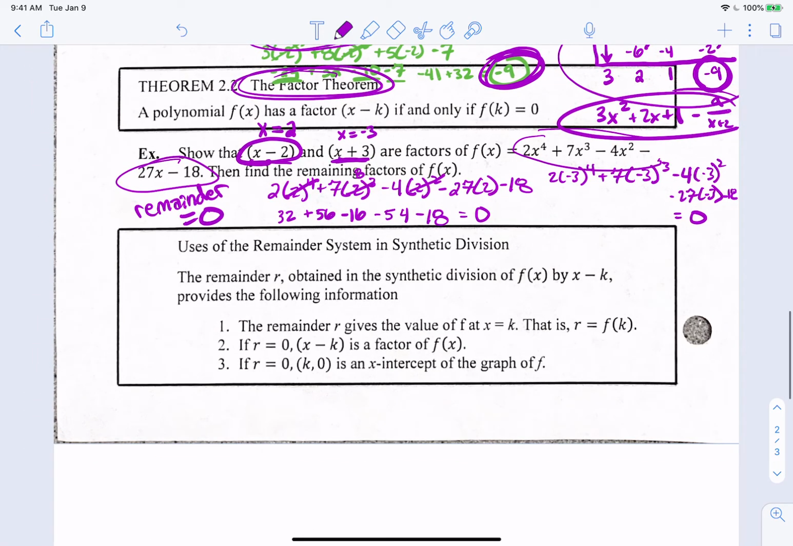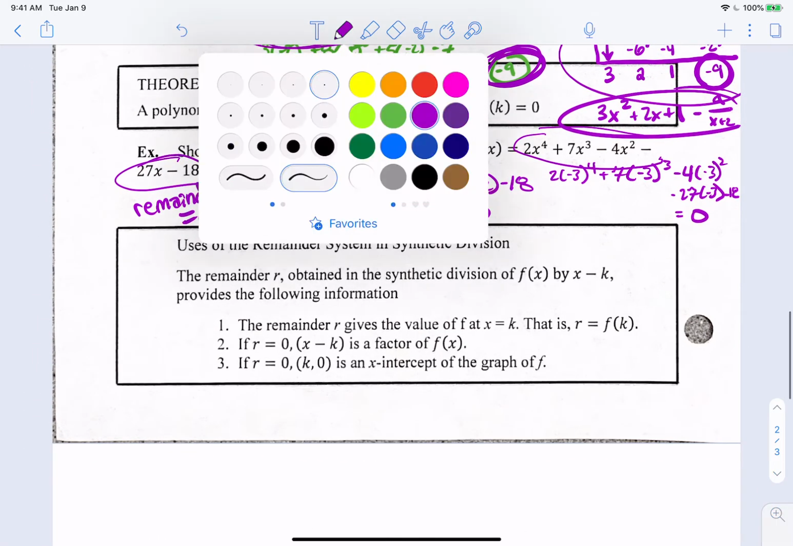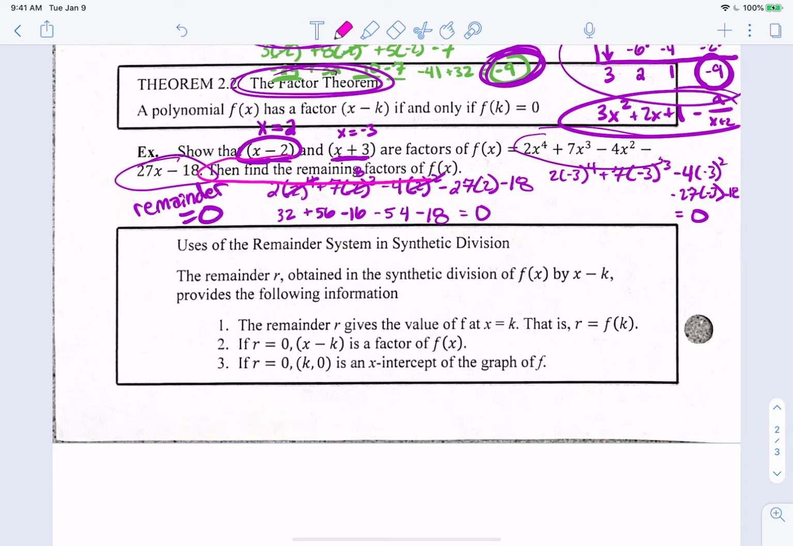Alright, now, this is the stinky part. Are you ready? Find the remaining factors. So I know there's no remainder. There's a 0. So I know that x minus 2 goes in there perfectly and x plus 3 goes in there perfectly.